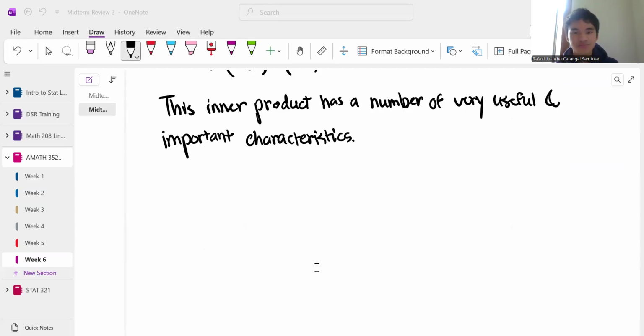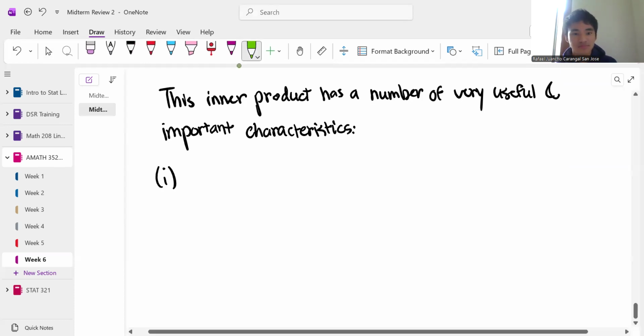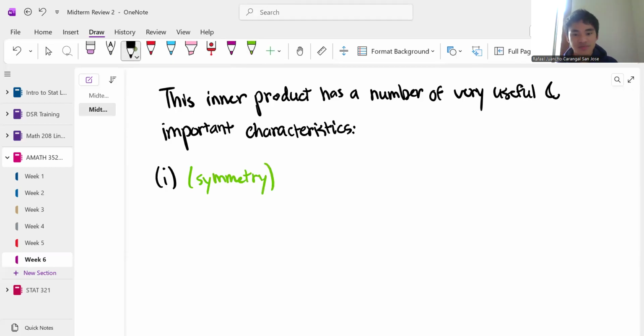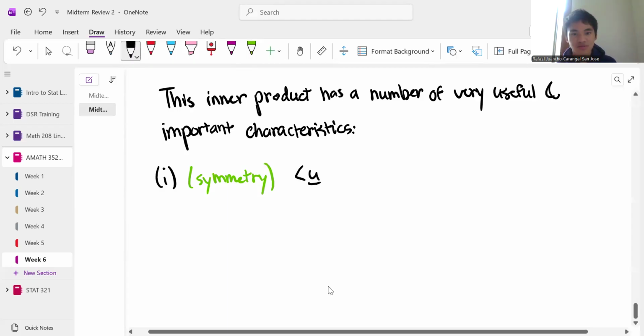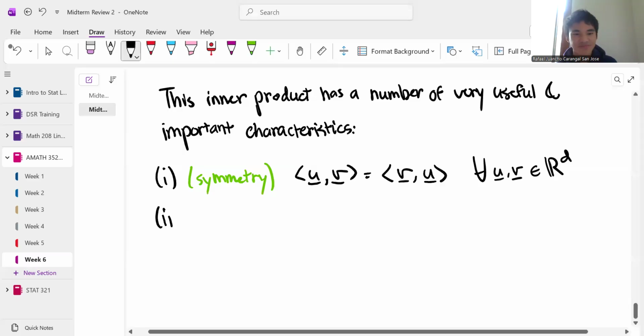So here's one of them. One is symmetry when we're doing a dot product. What do I mean by symmetry? If we do the dot product of u and v, that's the same thing as doing the dot product of v and u. It's the same thing, and this goes for all u and v in R^D. You've seen this notation, so I'm going to keep using it.